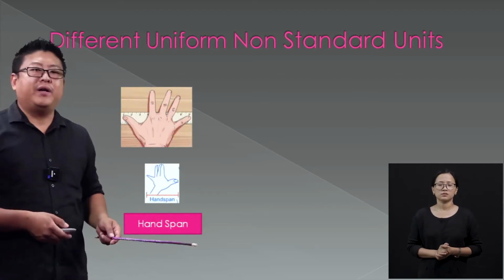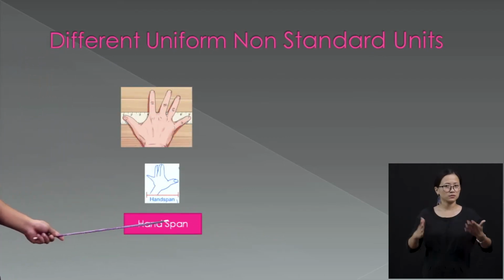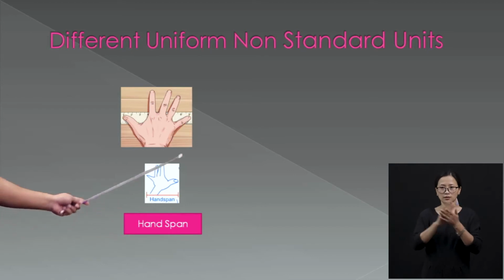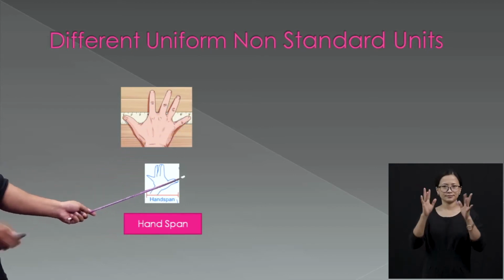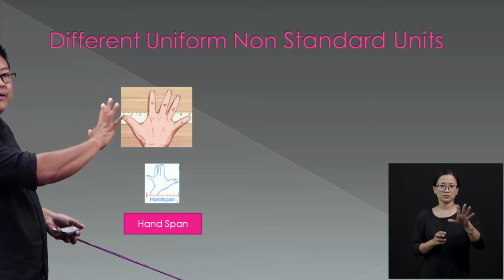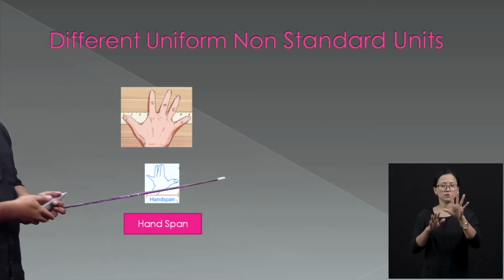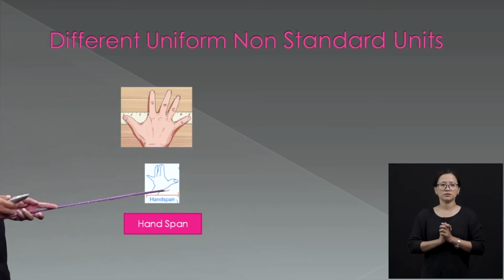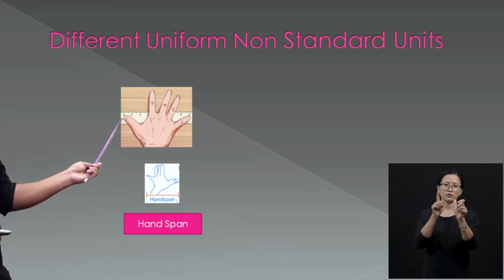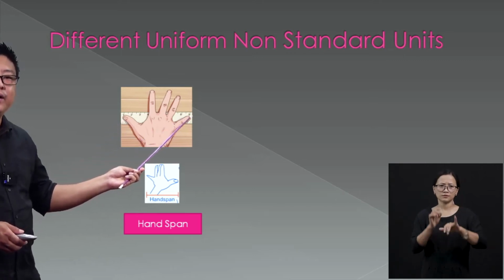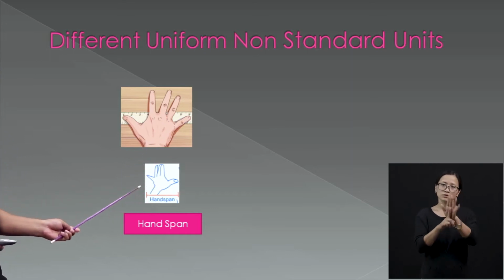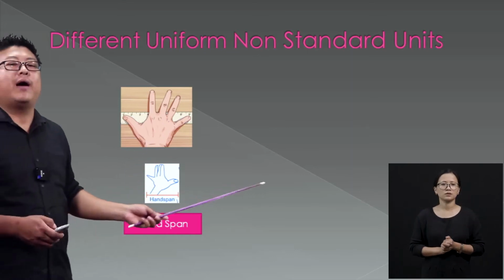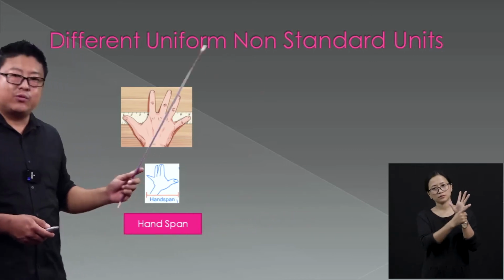So the first thing that we will learn today is about hand span. As shown in the figure, the hand span is nothing but your hands spread out in this manner. When you spread out your hands, you measure from the tip of your thumb to the tip of your little finger. This distance, as shown here in the picture, is your hand span. This is one method.